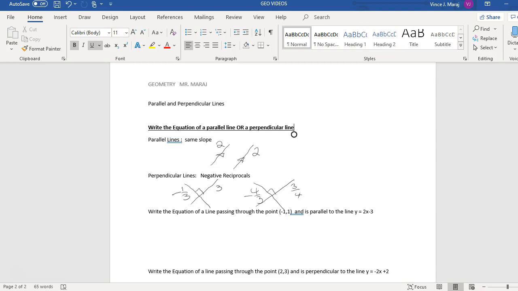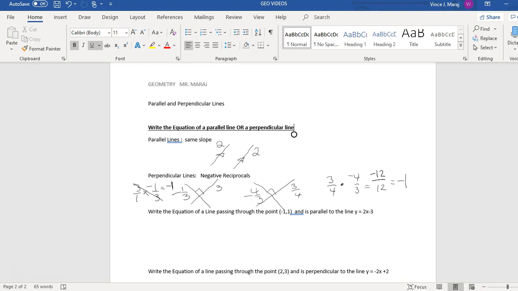Important point: when you multiply a number with its negative reciprocal, the answer will always be -1. When you multiply the slope of a line with its negative reciprocal, the answer will always be -1. Okay?